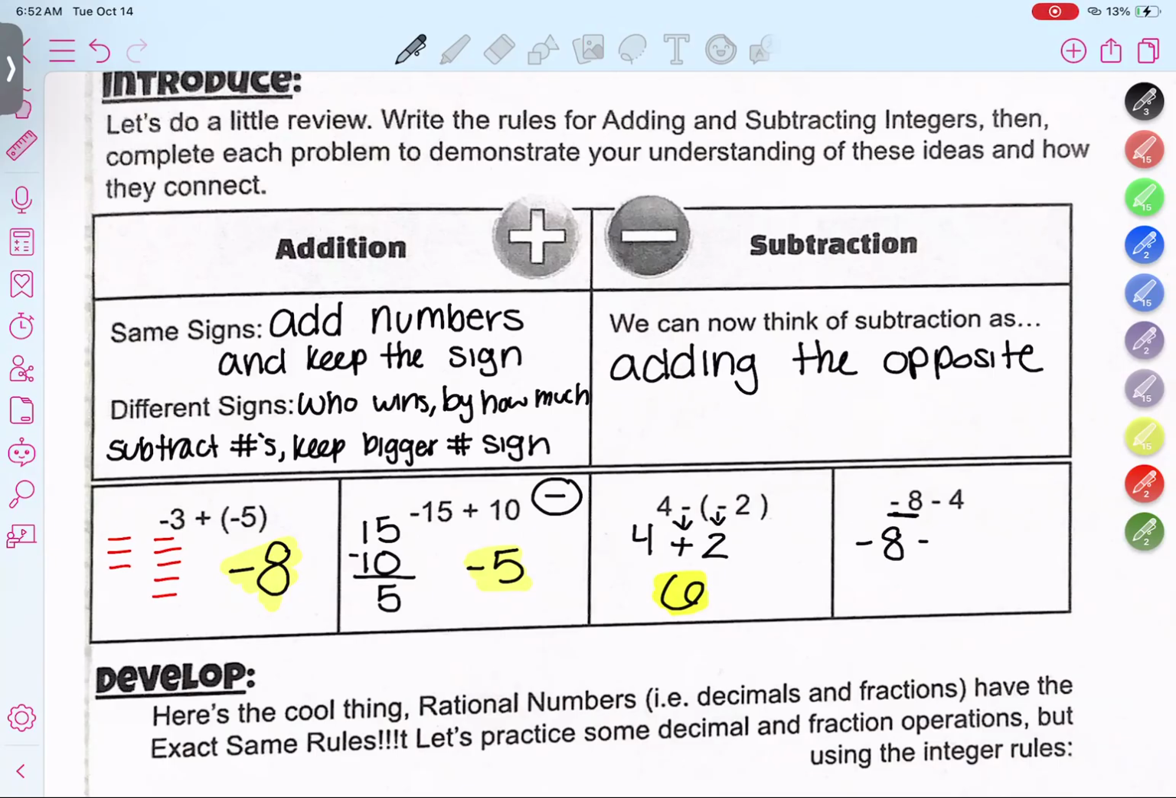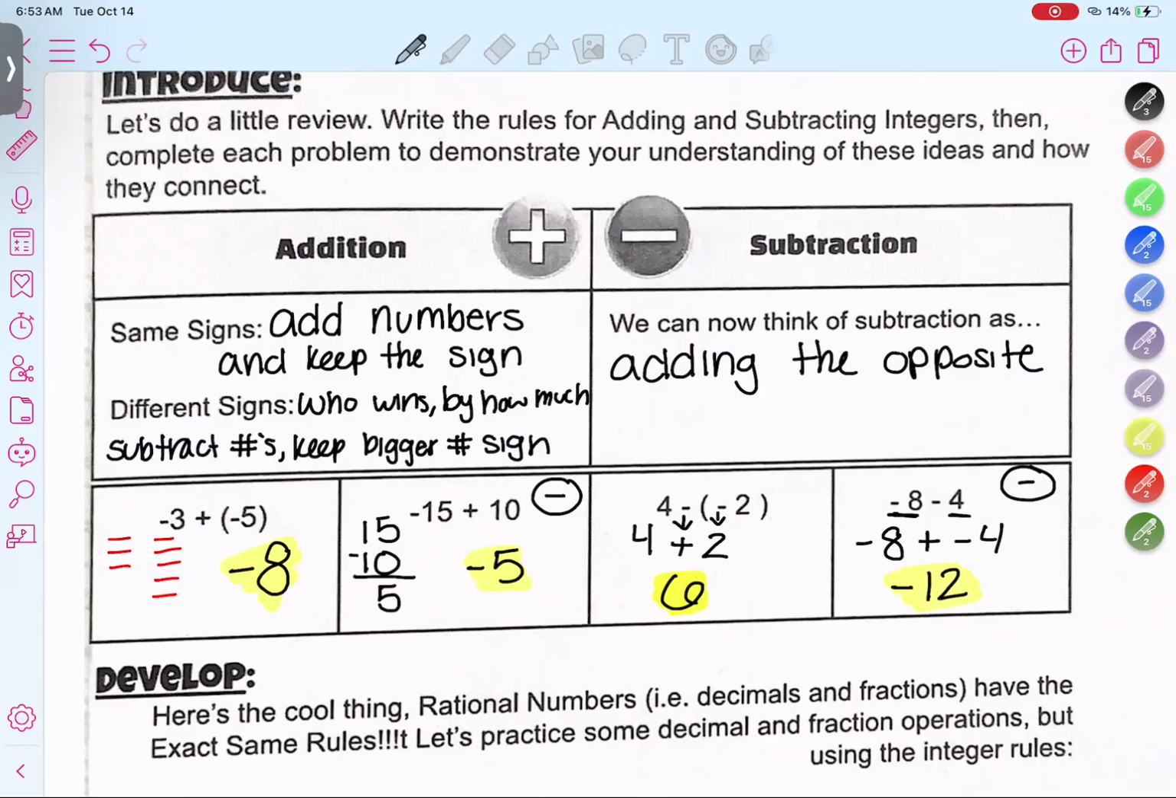We're going to make our minus into a plus, and our positive 4 becomes a negative 4. So now I have a negative 8 plus a negative 4. If we look at our addition rules, if we have the same signs, what do we do? We add the numbers and we keep the sign. So the sign is negative, so we know our answer is going to be negative. And then we just want to do 8 plus 4. And what is 8 plus 4? 12. So we get a negative 12 here.